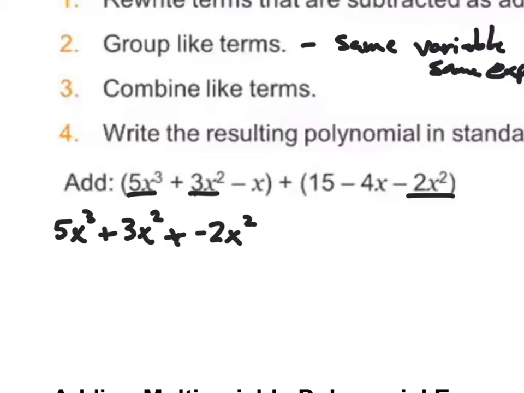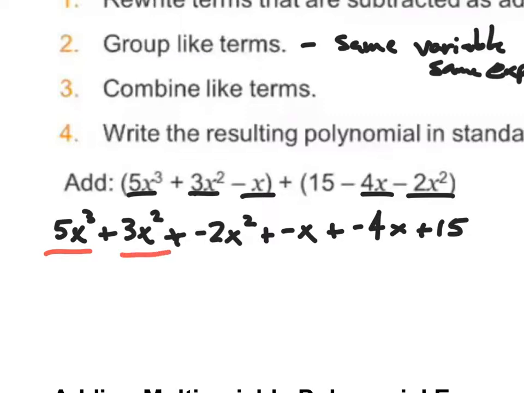Then I look for x squareds. I don't have any other x squareds. I have a negative x, so I'm going to do a plus negative x, all right, so I've got that term, plus a negative 4x, and then I've got a plus 15. So now what I have is all these different like terms, and so I have this group. I just have a single term for 5x cubed. I'll leave that one there.